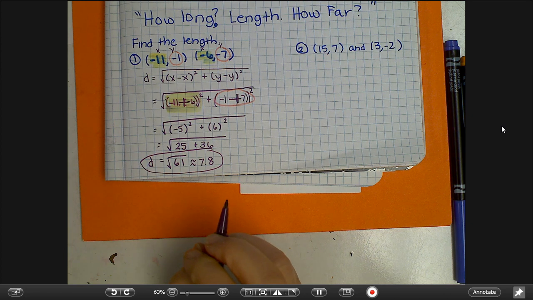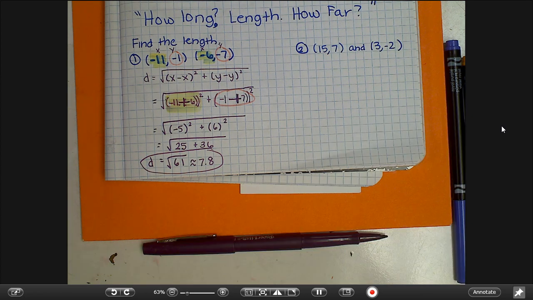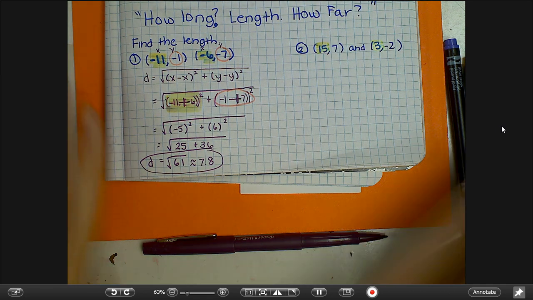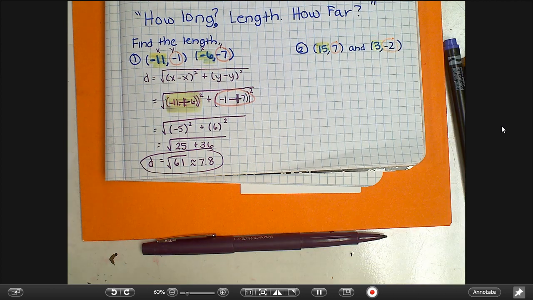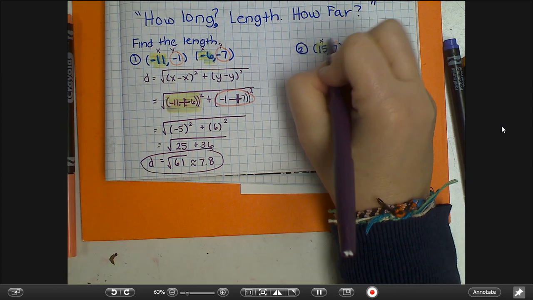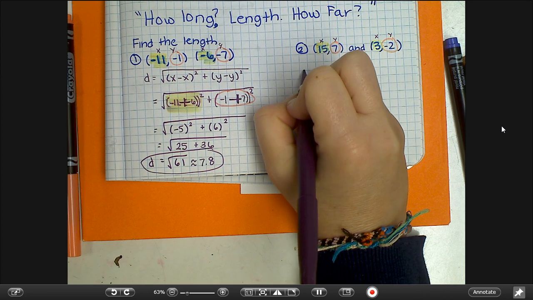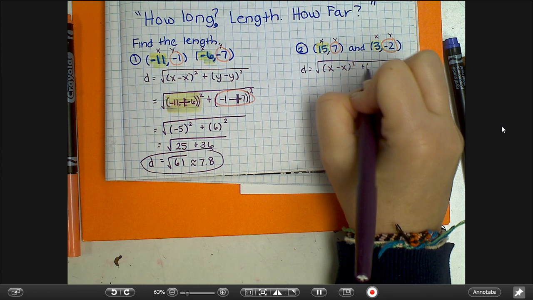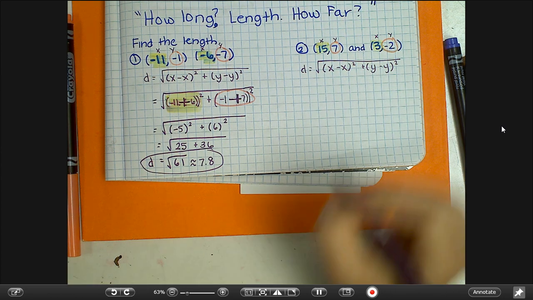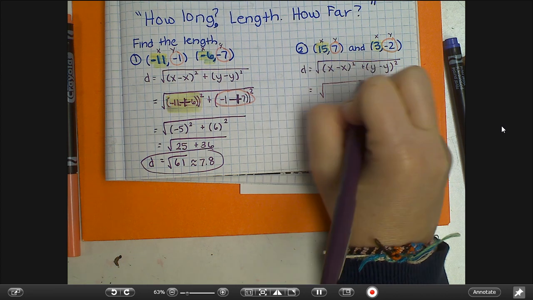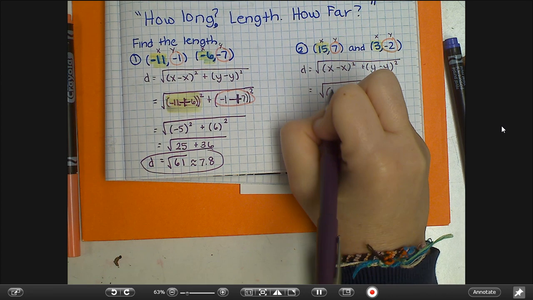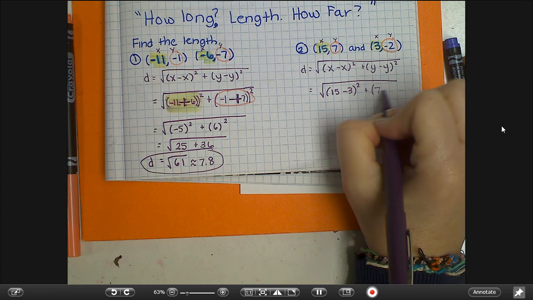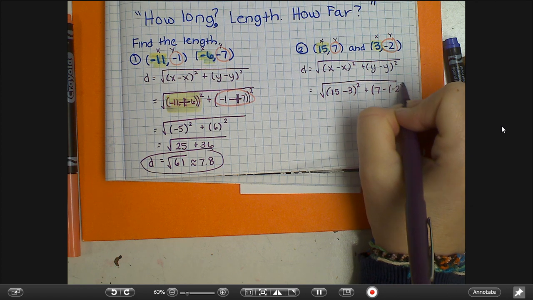All right, one last example, and then you're going to do some practice of both the Pythagorean theorem and the distance formula on your own. So there are our x's and our y's. The distance formula is the square root of x minus x squared plus y minus y squared. So x is 15 minus the other x, 3, squared, plus y is 7 minus the other y, negative 2, squared.